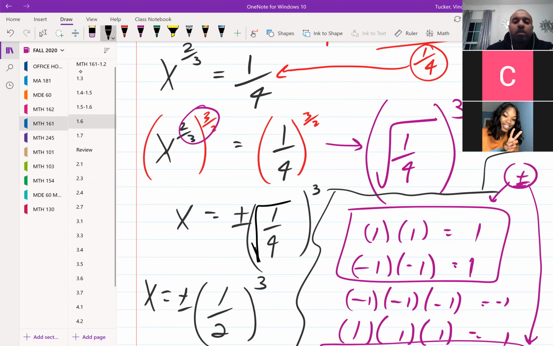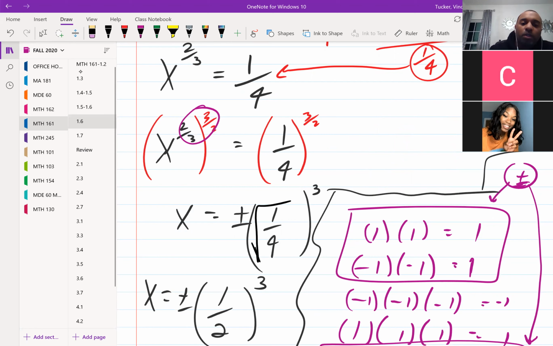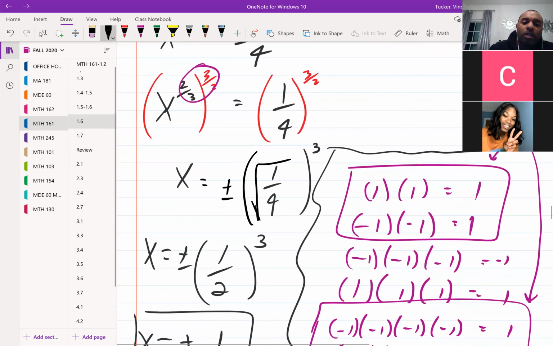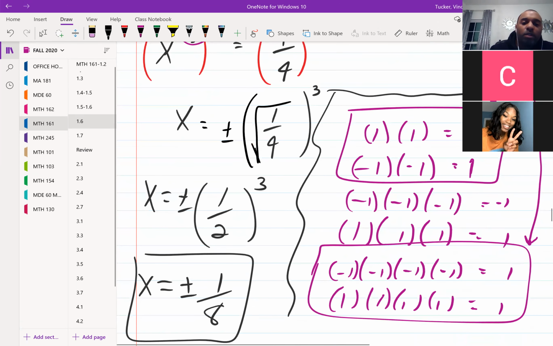So the square root of, I didn't even need this over here really. The square root of 1/4 is 1/2. And then 1/2 cubed is 1/8. So our answer is going to be plus or minus 1/8.